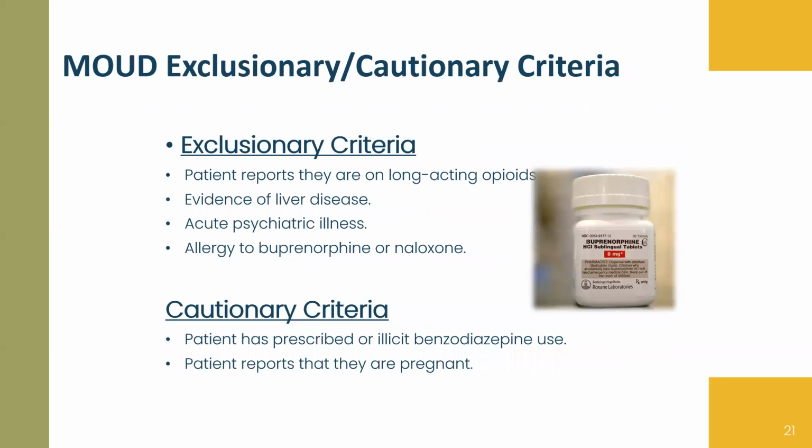When a peer has recommended the patient be considered for a dose, there are some exclusionary and cautionary criteria the provider must consider. We do not want any patients to be on any long acting opioids for pain. If there's any evidence of liver disease, or if the patient is in any acute psychiatric stress and unable to consent to treatment, then we would not want to consider them. Or if the patient reports an allergy to buprenorphine or naloxone.